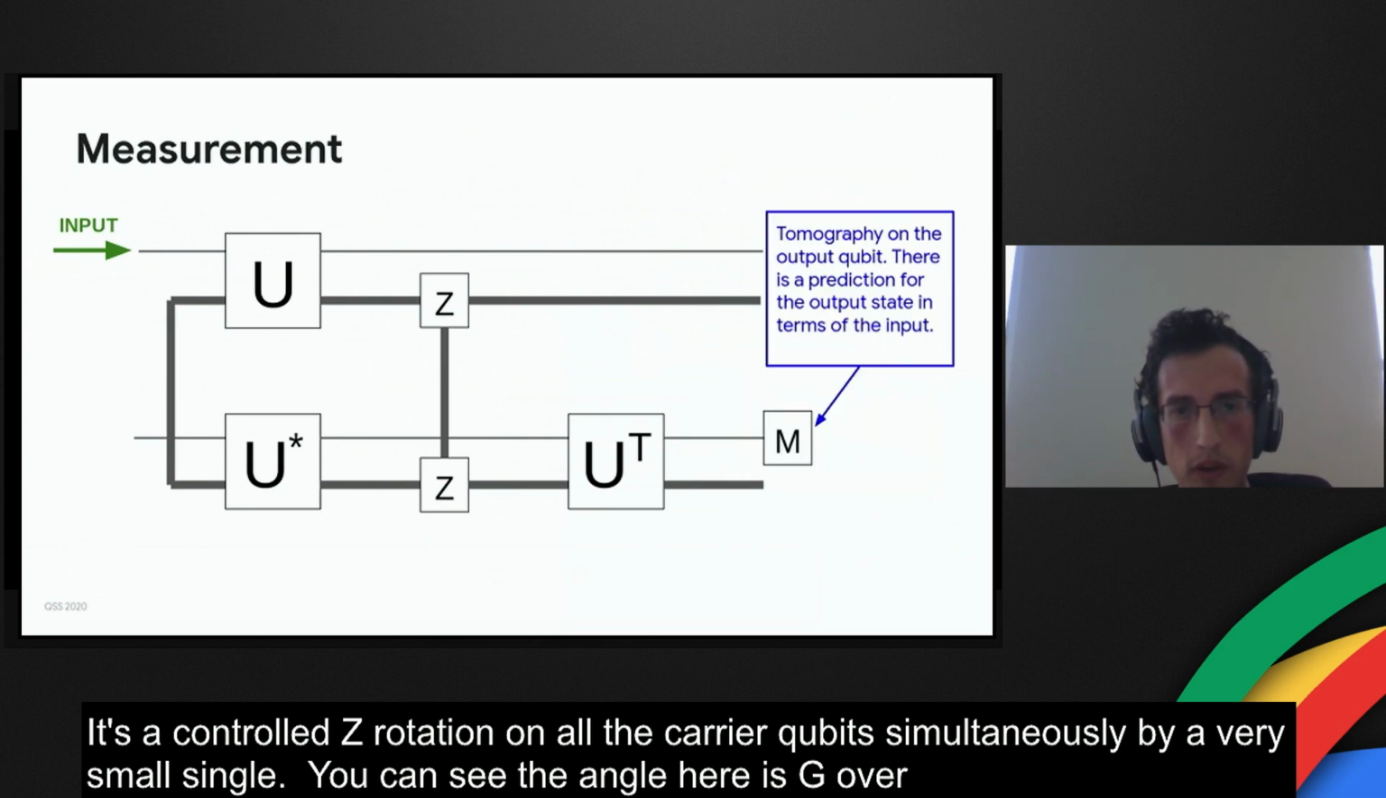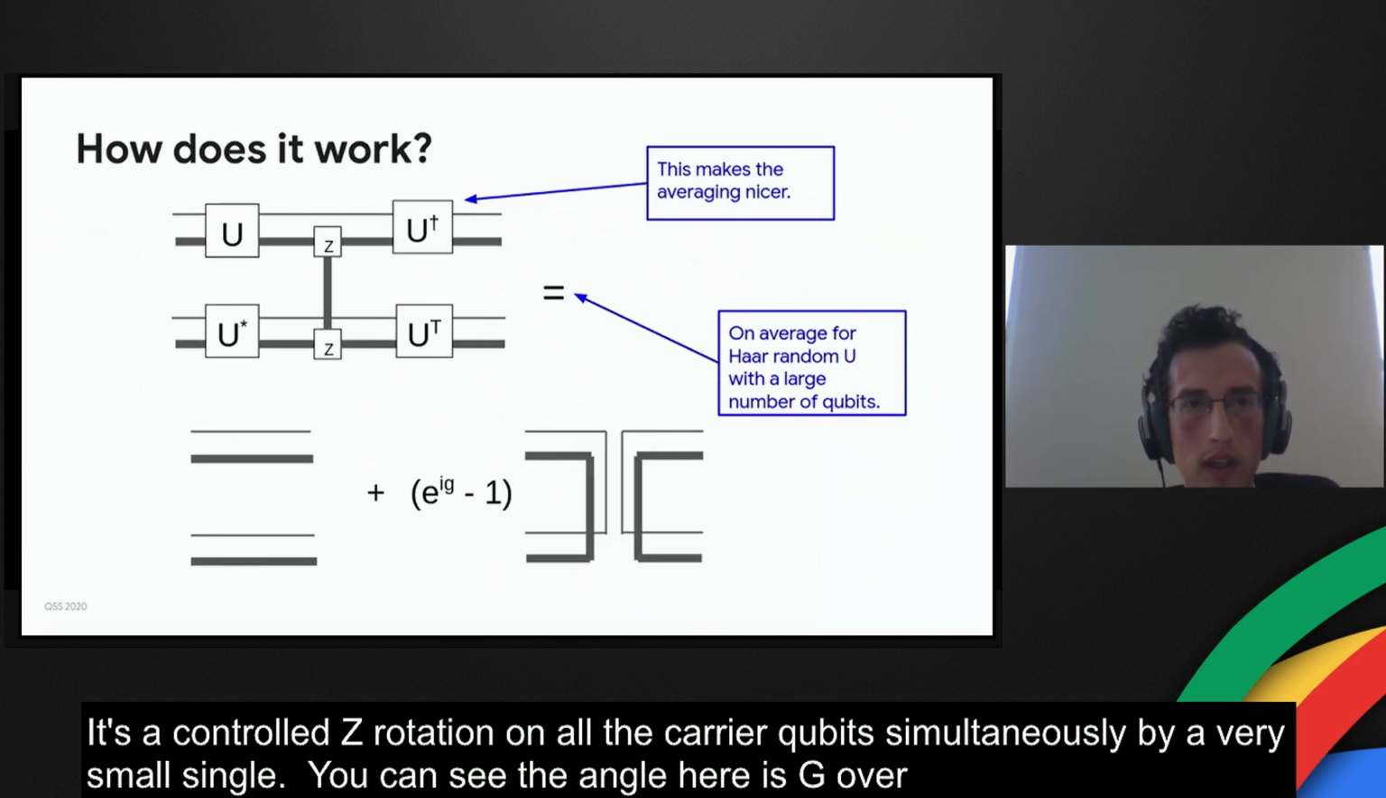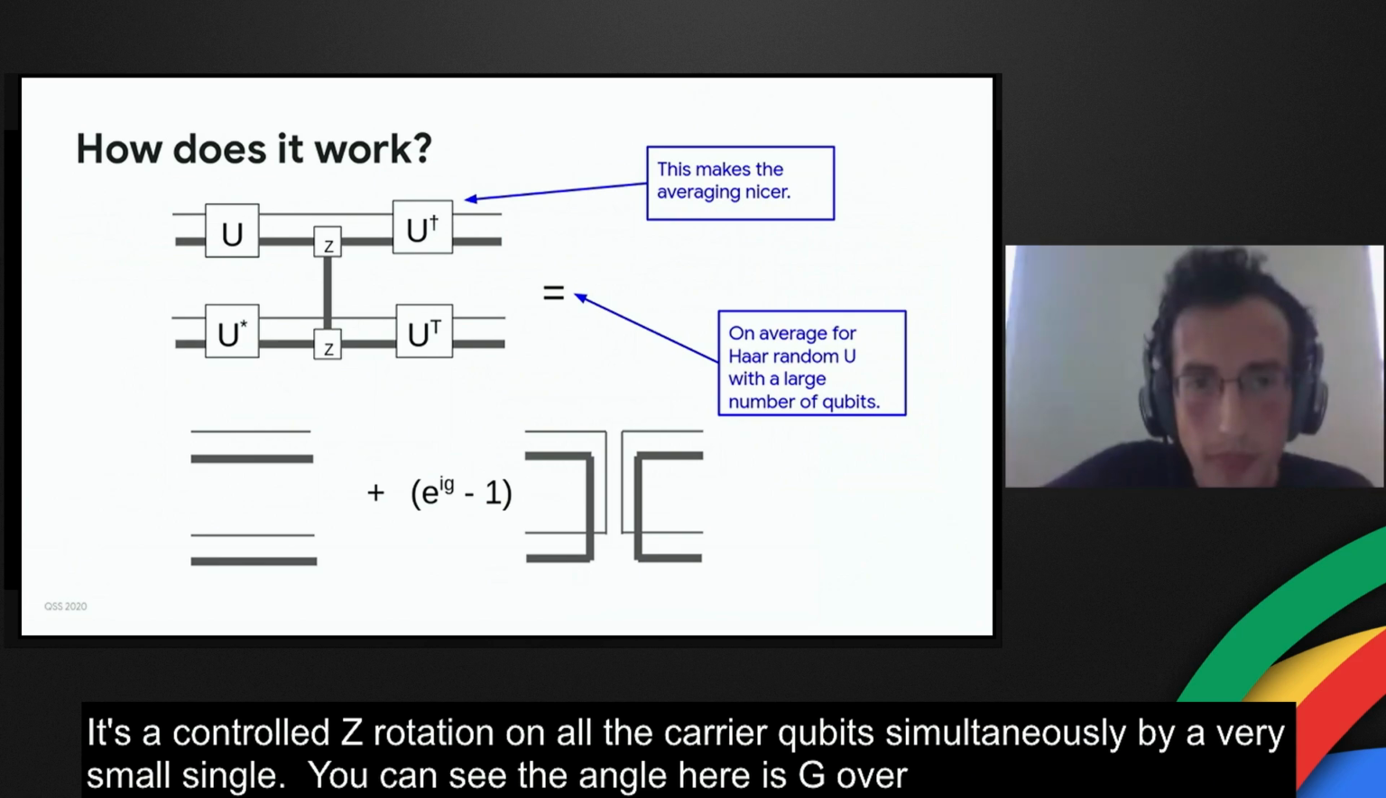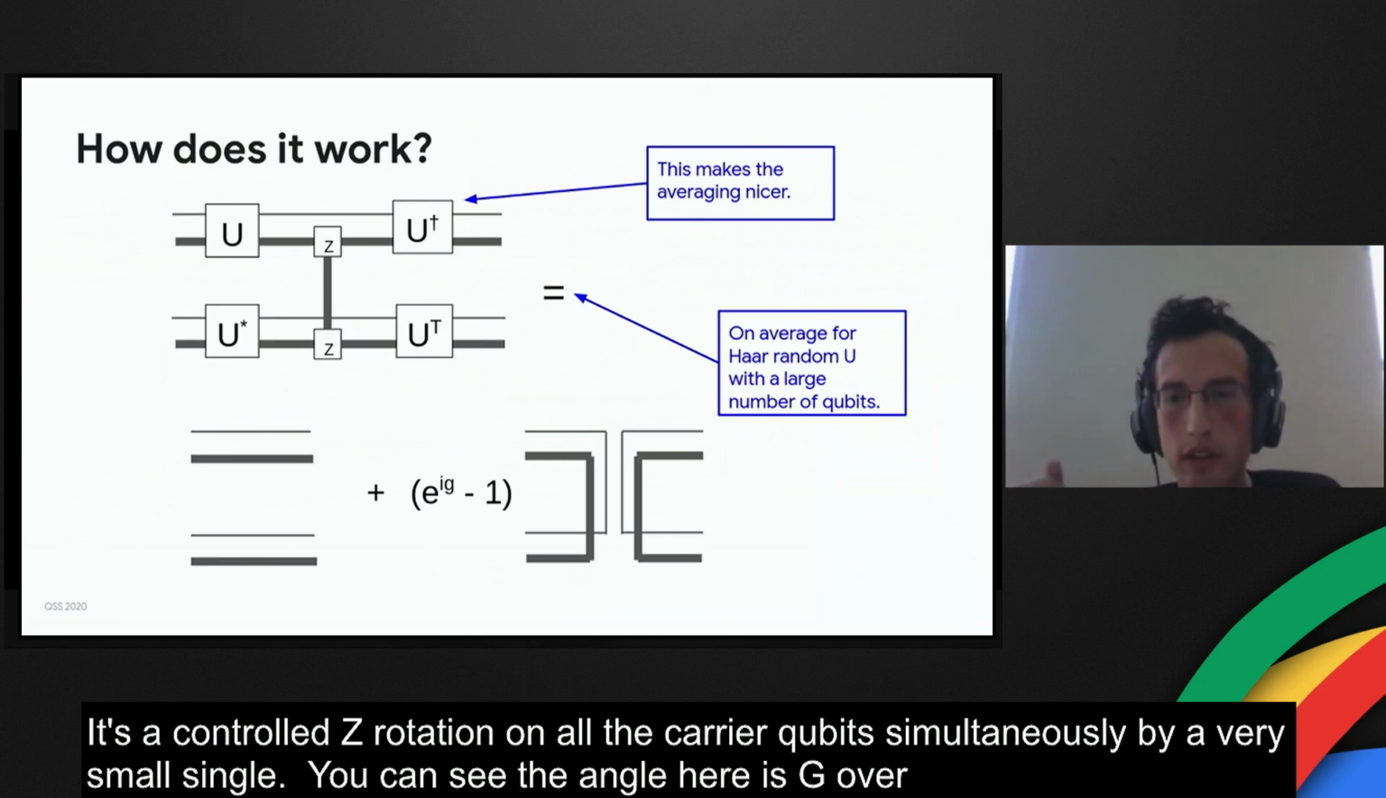And the claimed result is that if you do this, then on the output qubit you find the message. Whatever message you put in at the beginning, you would get at the end. So how does it work? We can cheat a little bit and do some kind of Haar averaging over all possible scramblers. And then there's a more detailed analysis you can do.